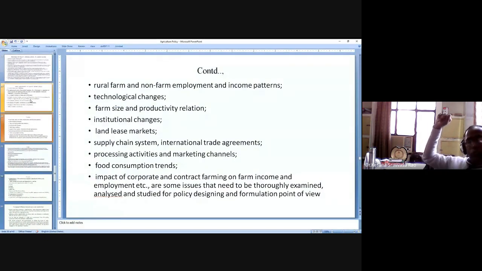These are the issues which we have discussed earlier, and they have to be thoroughly examined. Each and every instrument and component changes according to policy dimensions and suggestions over a period of time, and that can be thoroughly observed, discussed and examined. Next slide.